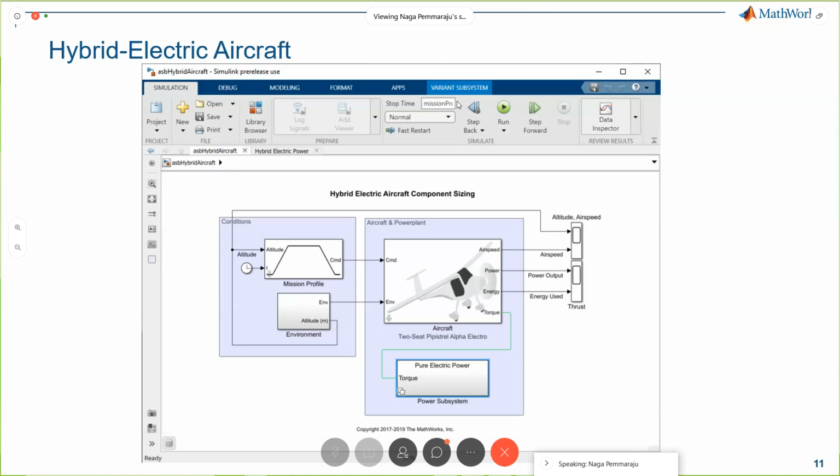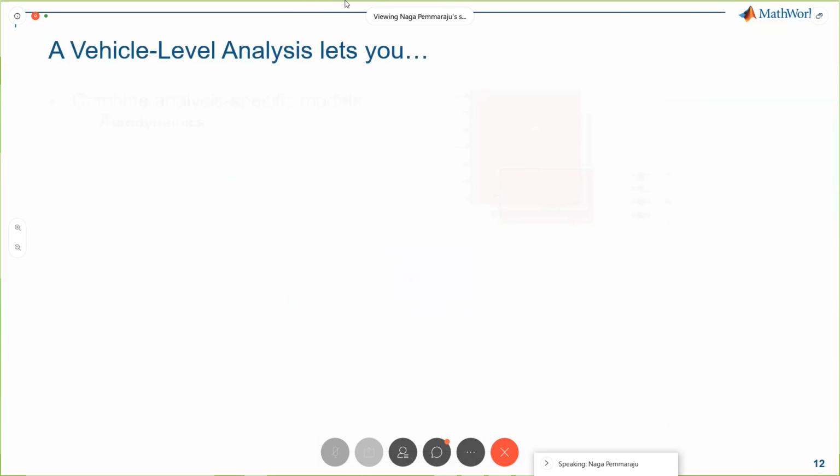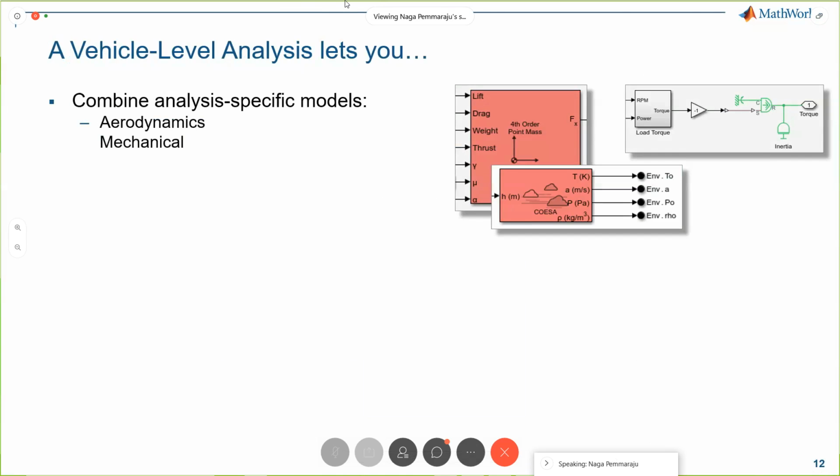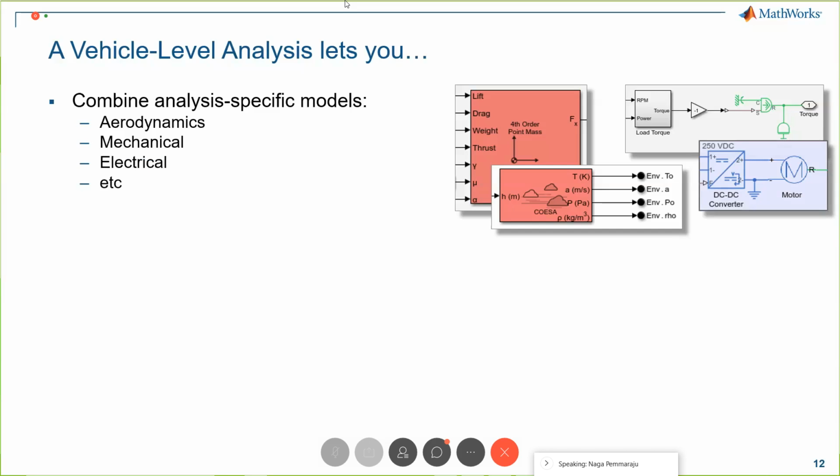So this is kind of a full vehicle simulation, right? There are a lot of things which we analyze having such a system. One, we can understand the aerodynamics of it, and any mechanical, electrical characteristics, how they are behaving when integrated with the rest of the system.